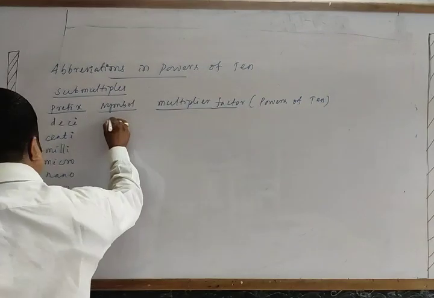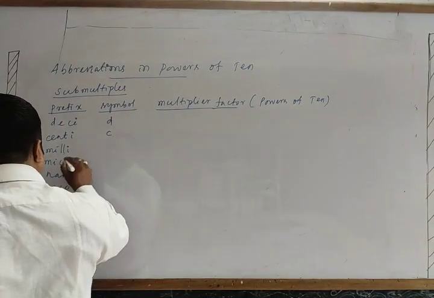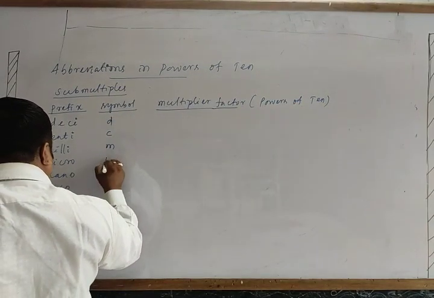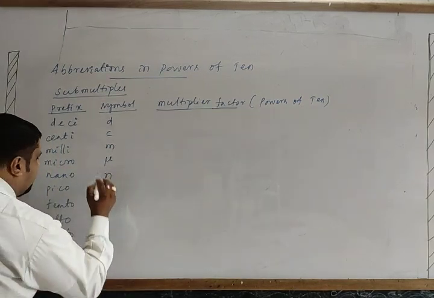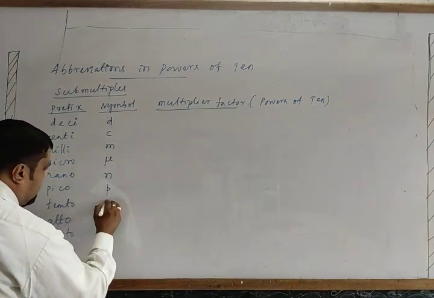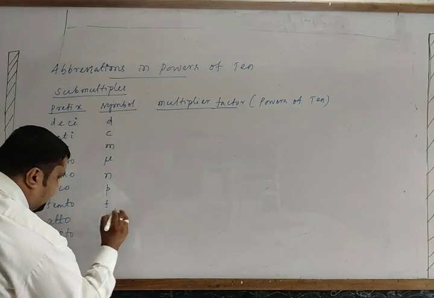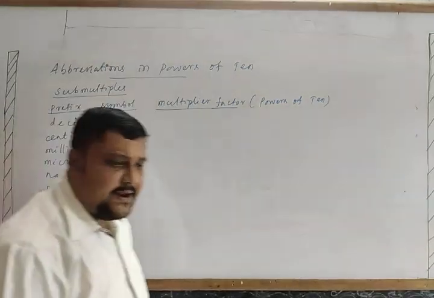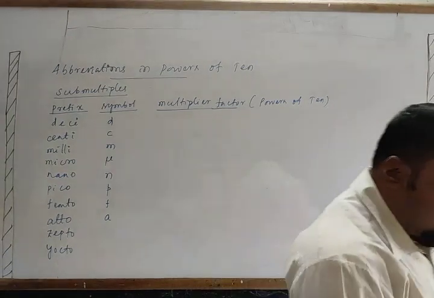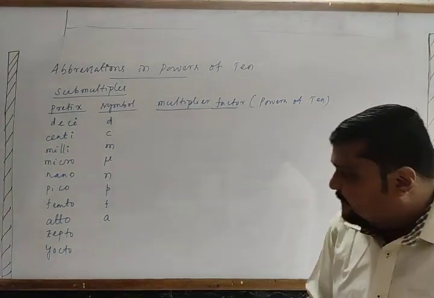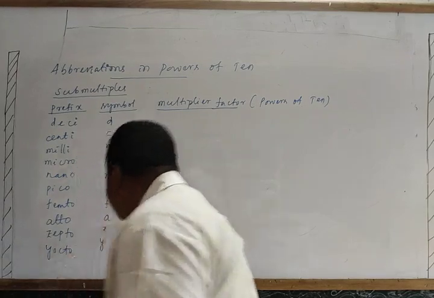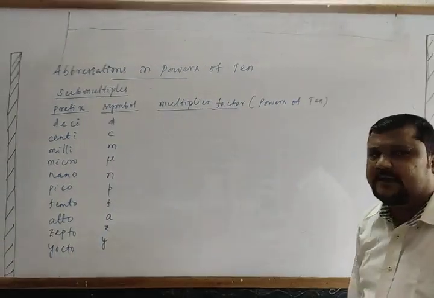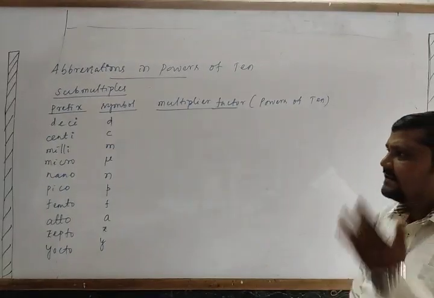Deci, small d. Centi, small c. Milli, small m. Micro, mu. This is mu. Nano, small n. Pico, small p. Femto, small f. Atto, small a. And here, zepto, small z, and yocto, small y. We are using the symbol for that. I will show you how to write that.